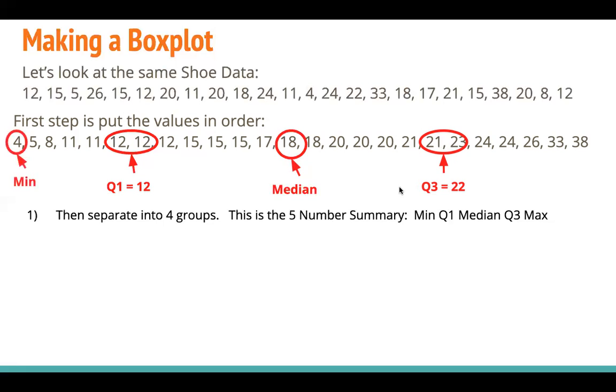And then I have my min and my max. These 5 numbers become a 5-number summary, making 4 groups of data. So I have my min, Q1, median, Q3, max, and that's called the 5-number summary.